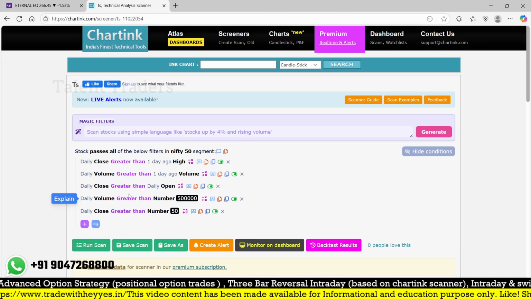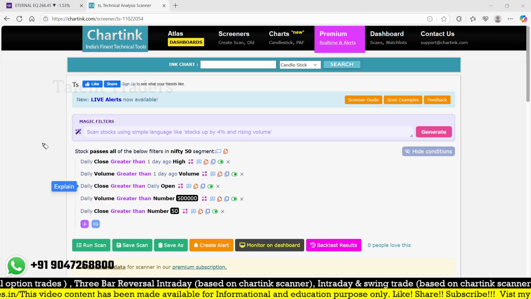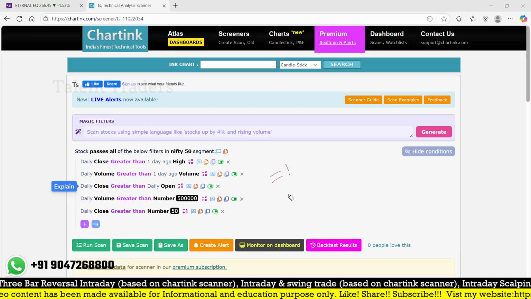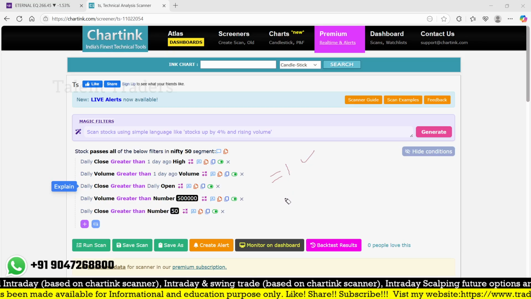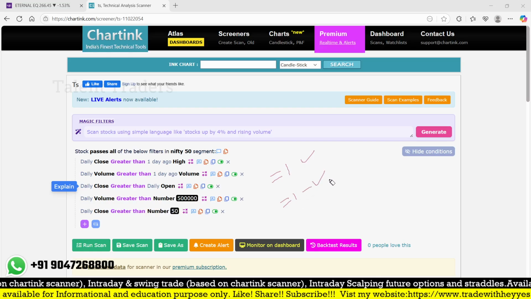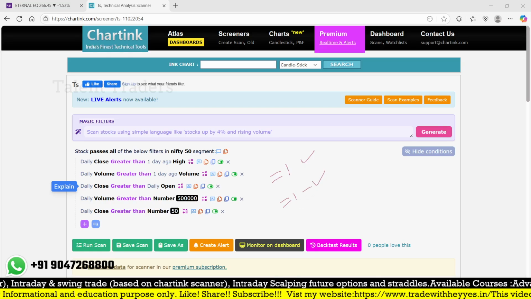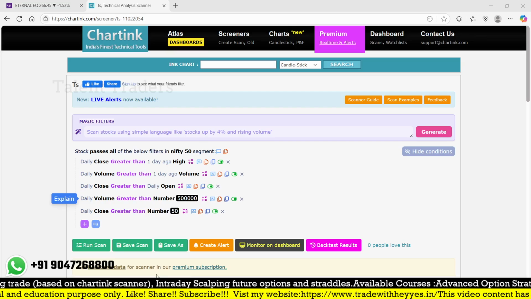So how can we fix this? We can fix this kind of scanner by fixing the candle. So the first candle will meet this condition, and in the first candle the volume is greater than. So for an example, I will make a different scanner here.